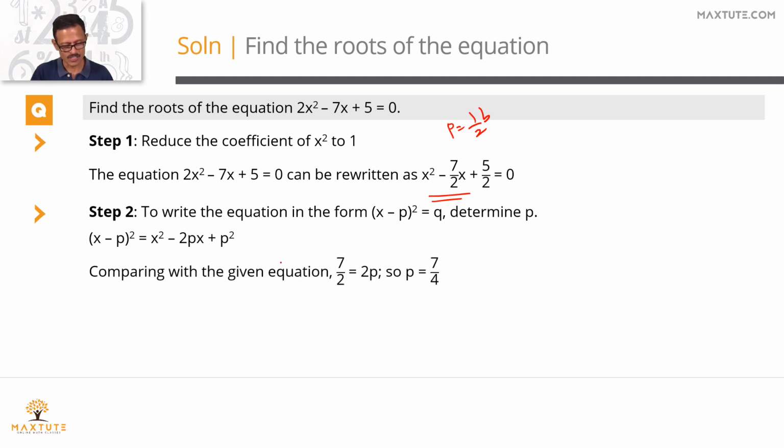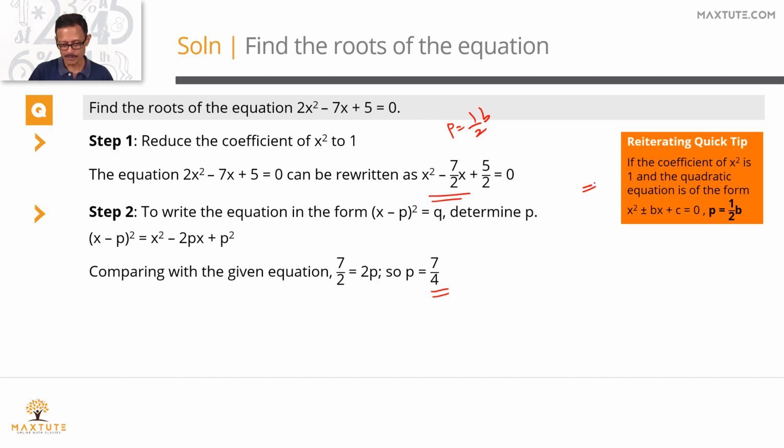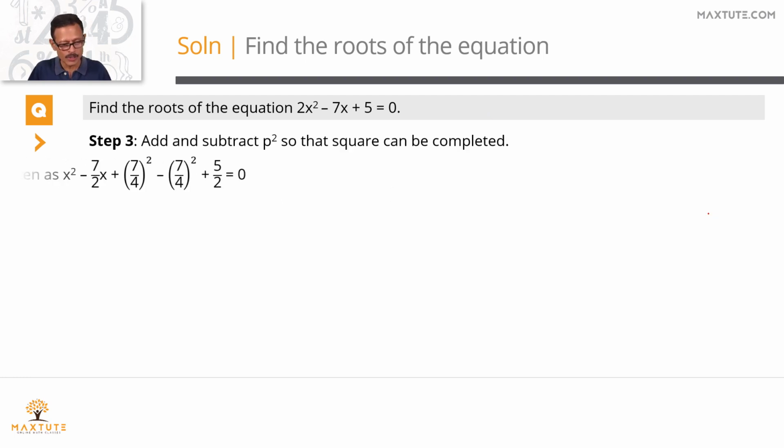I've run through this entire process in a printed form. Don't even worry. We know that p is equal to half b. So p is equal to 7 by 4. That's done. So next step is writing it as (x minus p) the whole square. Here is the tip, again reiterating the quick tip: the coefficient of x square is 1. Then the equation is of the form x square plus or minus bx plus c equals 0. Then p is equal to half b. Use this. This is going to save you a lot of time. Right. We're going to go to the next step.